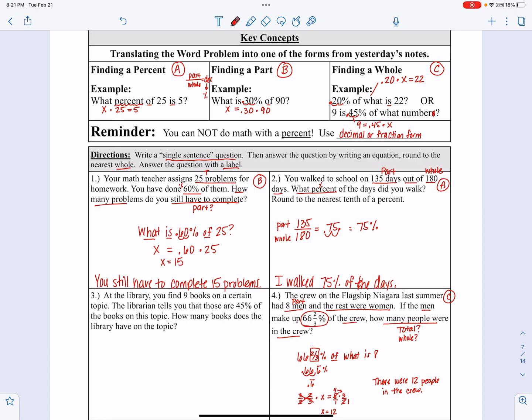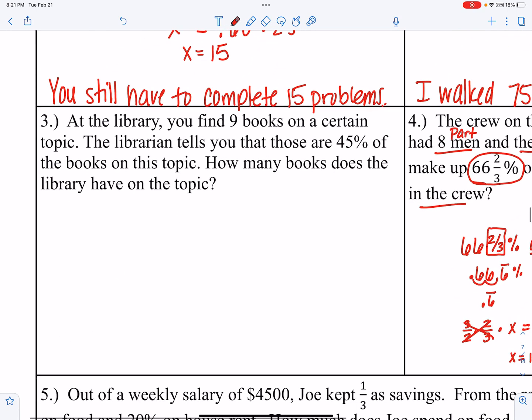All right, let's go ahead and take a look at number 3, and you can check your work. So we find 9 books on a certain topic in the library. She tells you that those are 45% of the books. Okay, so right away that's saying if those are 45%, then this is our part. So notice how I'm identifying those in the word problems. Really good strategy. Obviously, I know my percent, and then it says how many books does the library have.